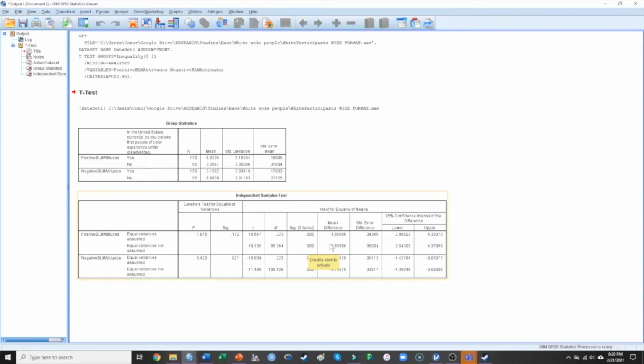We see that the mean difference, which was found just by subtracting this minus this, was 3.66. You can also see the confidence interval if you want to report it as well. So there was a significant difference, such that participants who said that yes, there is systemic disadvantage between white people and people of color reported more positive Black Lives Matter attitudes than those who said no.